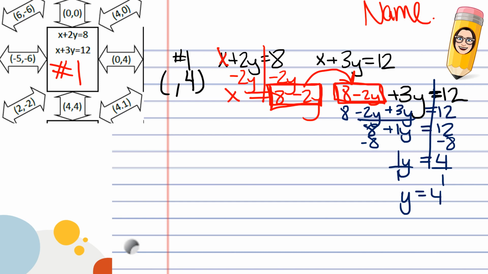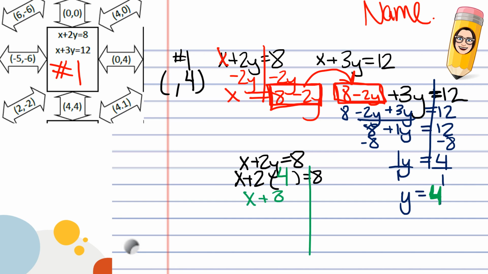The last step, if I know y, I need to find x. So I need to take this 4 and plug it into any equation from this problem. I'm going to pick the first one because it's first and the numbers are smaller. Literally the only reason. If I rewrite that problem, it said x plus 2y equals 8. But instead of y, I'm going to write a 4 because y is 4.